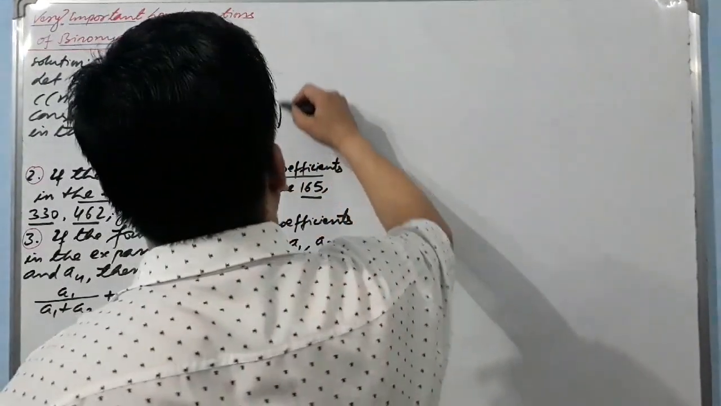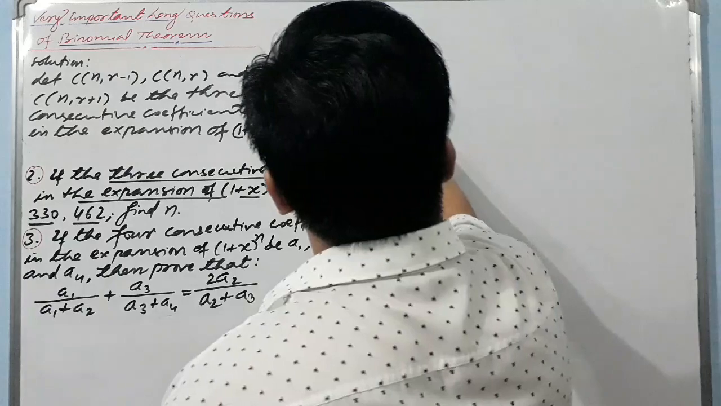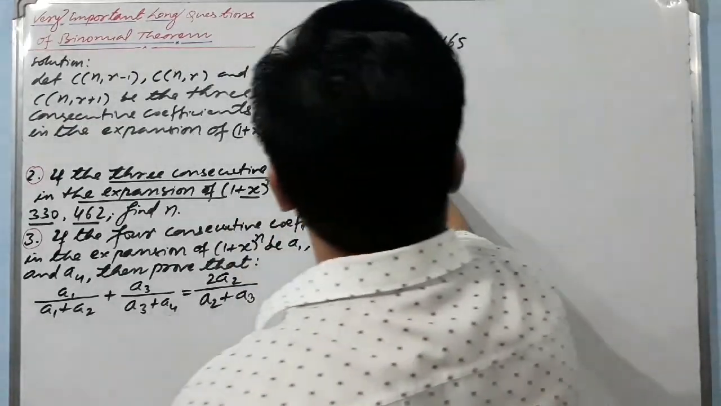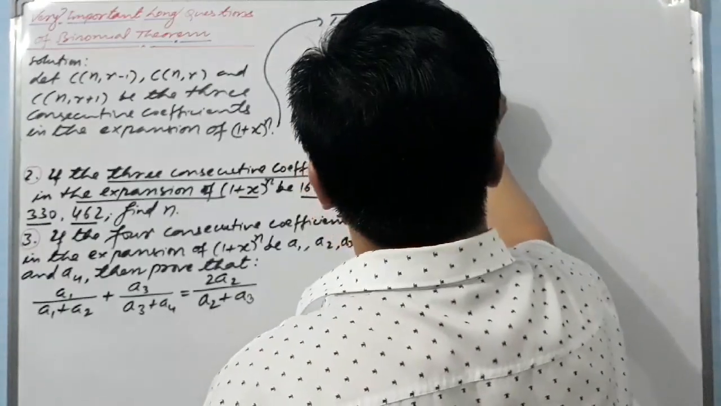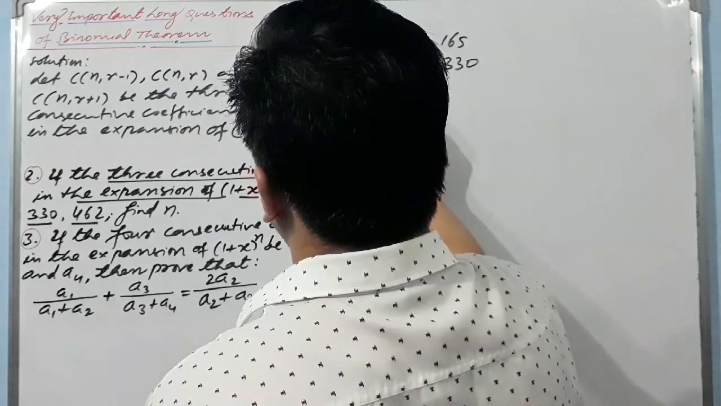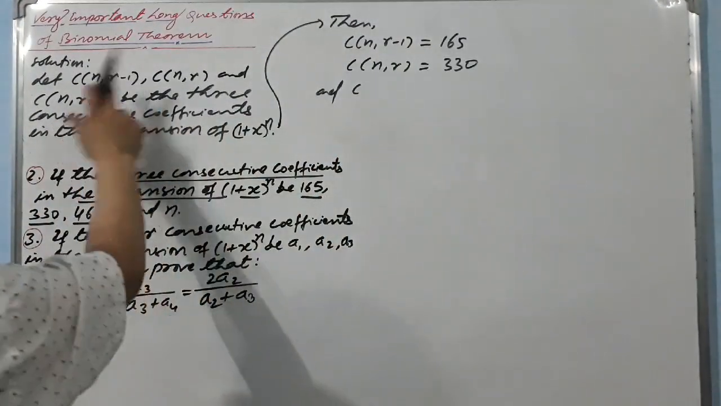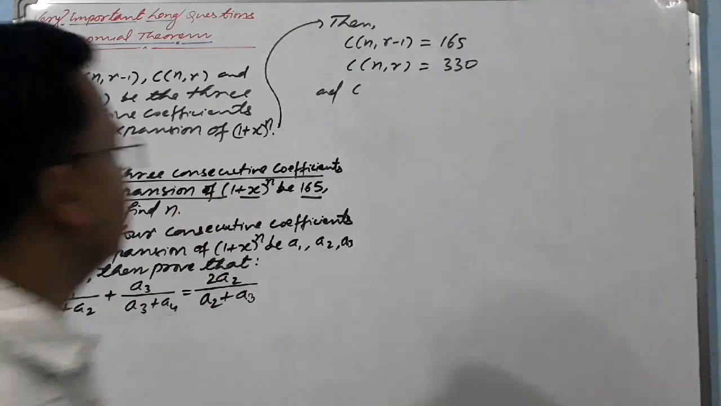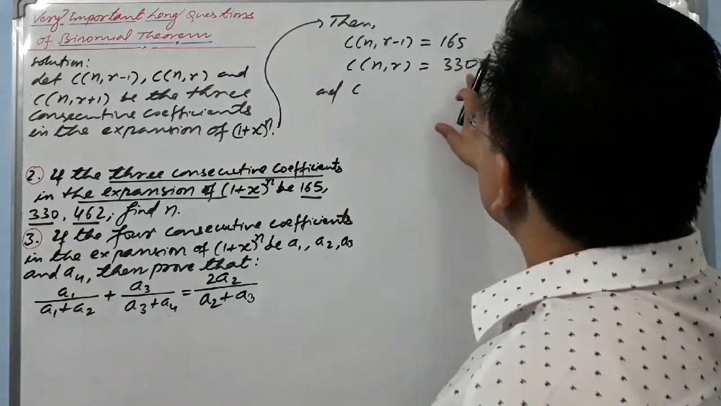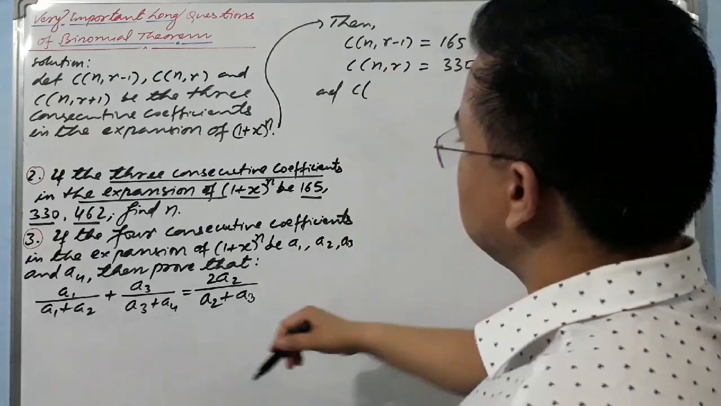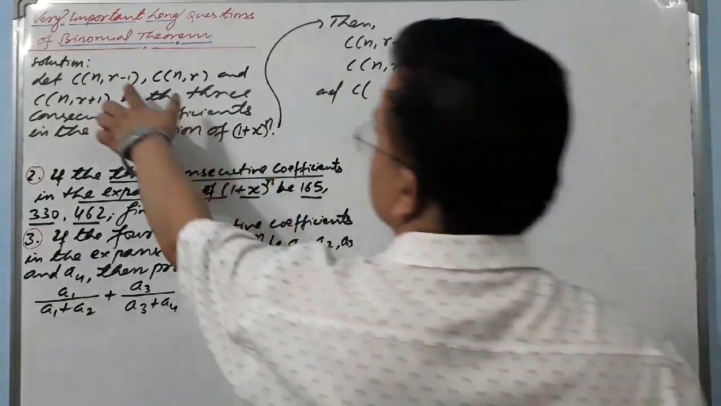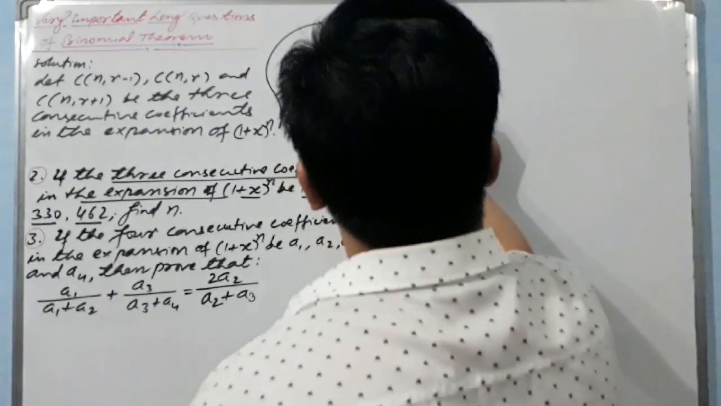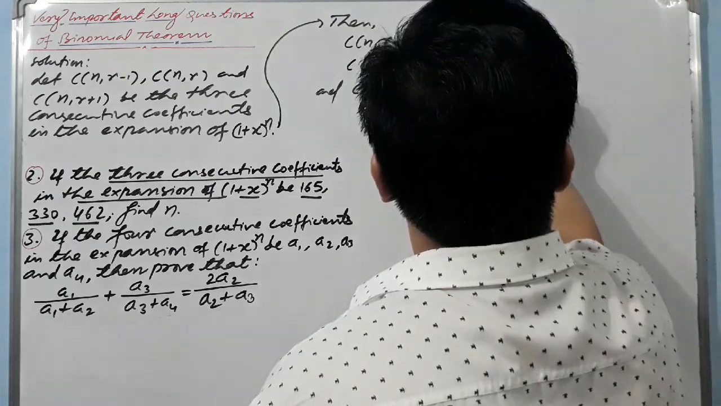Then after this we can write down C(n, r minus 1) is equal to 165, because they are consecutive coefficients. C(n, r) is equal to 330, and C(n, r plus 1) is equal to 462. Let's say this one is the first, second, and third.